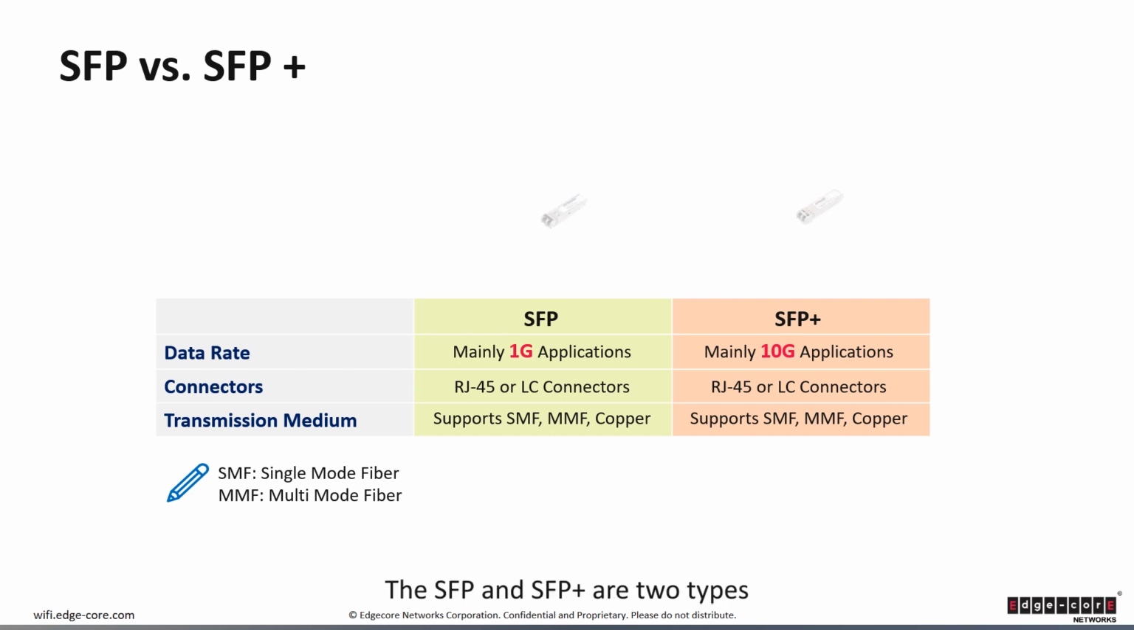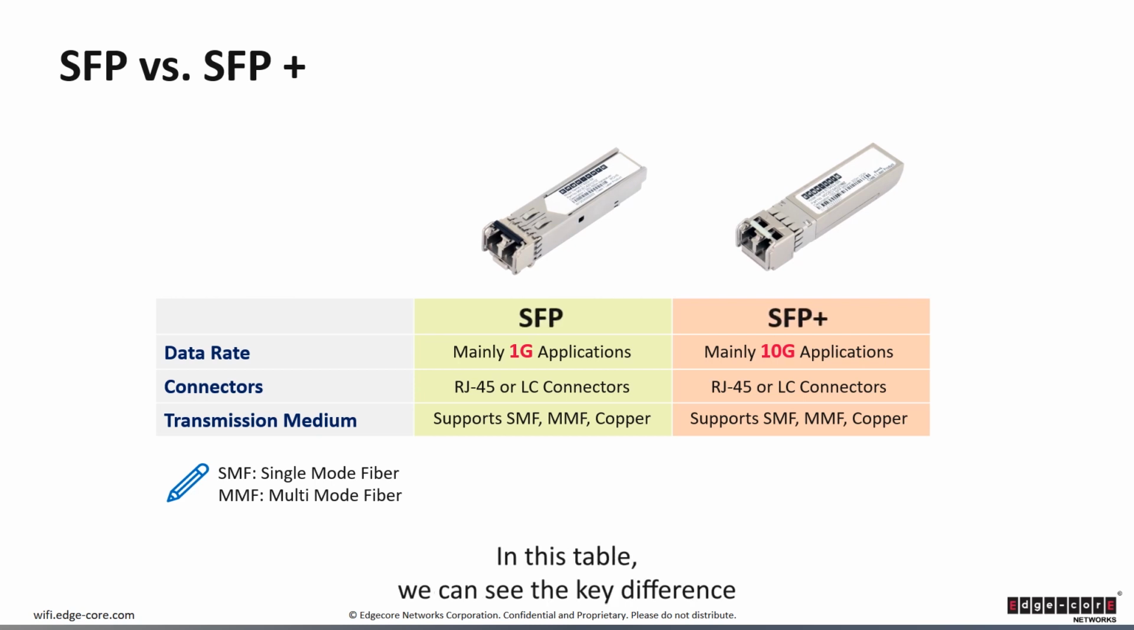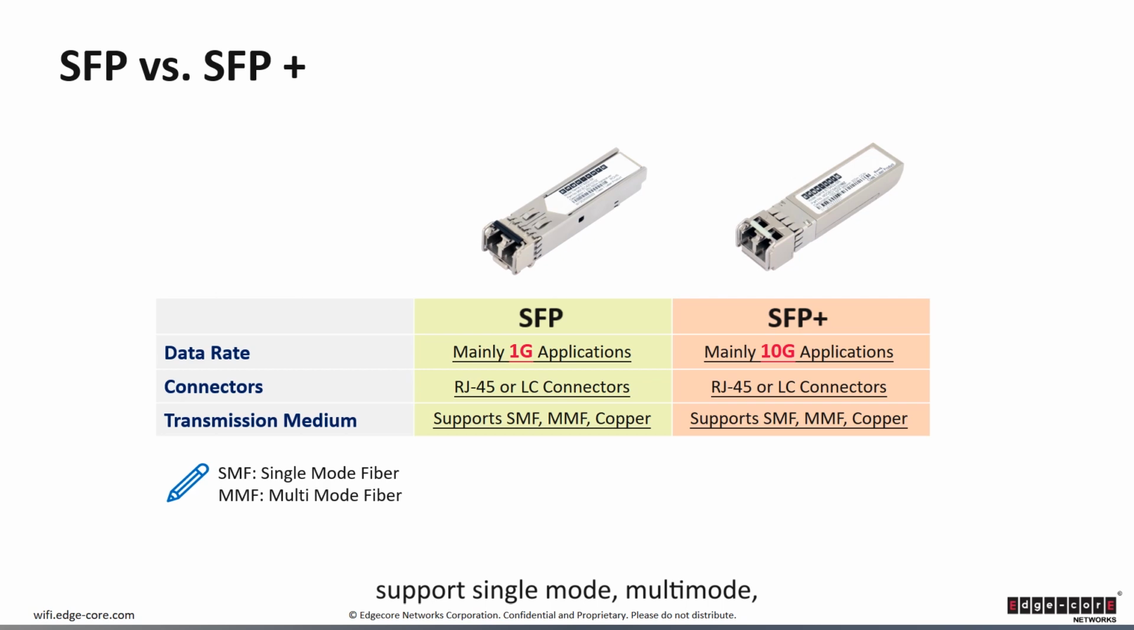The SFP and SFP Plus are two types of the most frequently used transceivers on enterprise switches. In this table, we can see the key difference between SFP and SFP Plus is the data rate. Both form factors use either RJ45 or LC connectors, and support single mode, multi-mode, or copper media types.